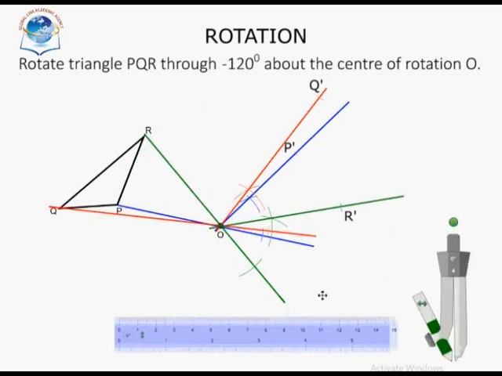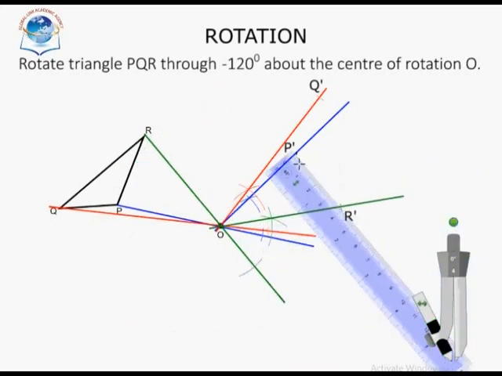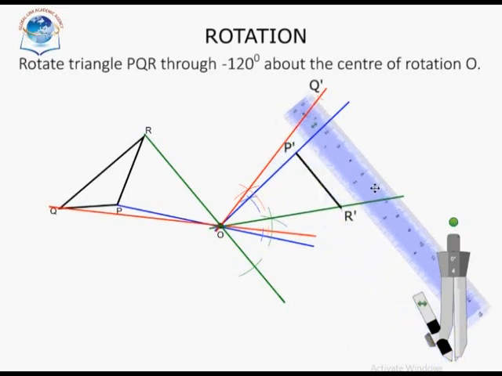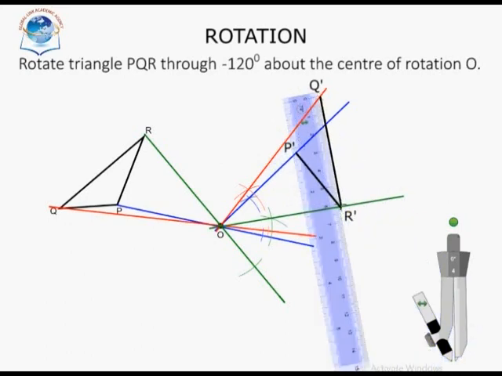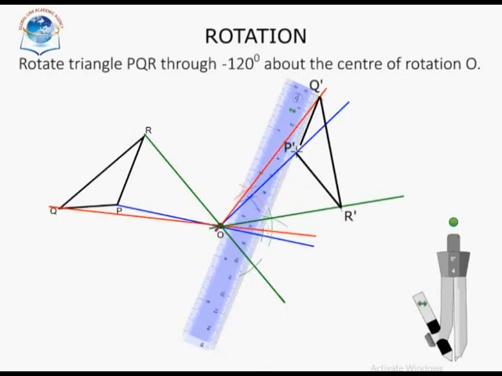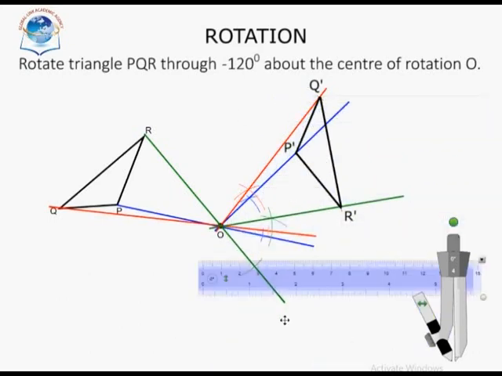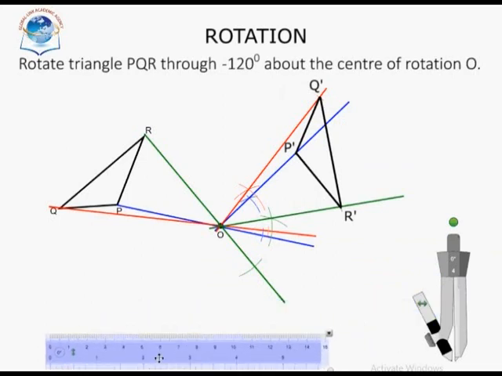So the last thing is to join P prime to Q prime to R prime. And there we have our image. So P prime, Q prime, R prime is the image of triangle PQR under a rotation of negative 120 degrees about the center of rotation O.